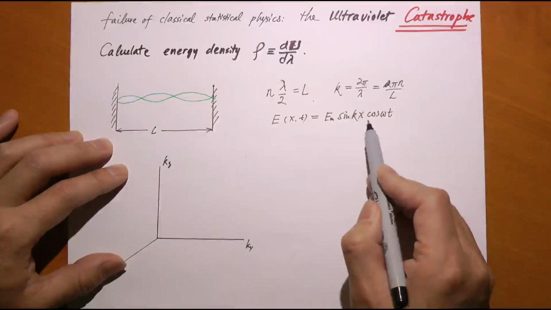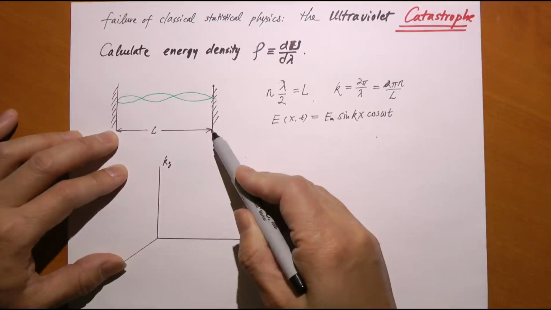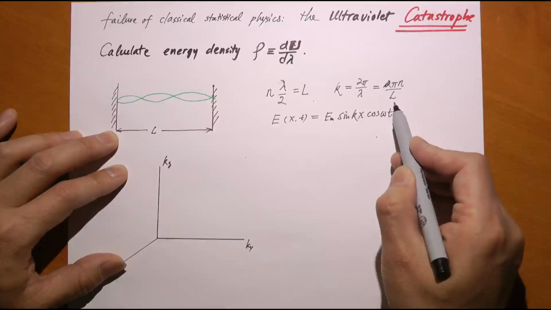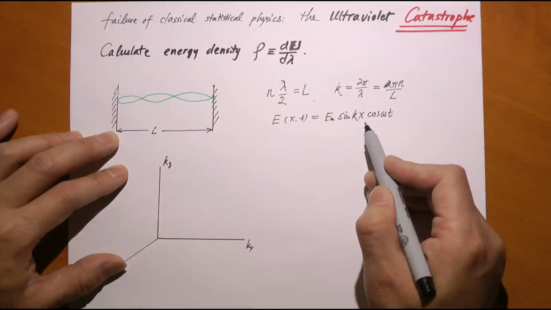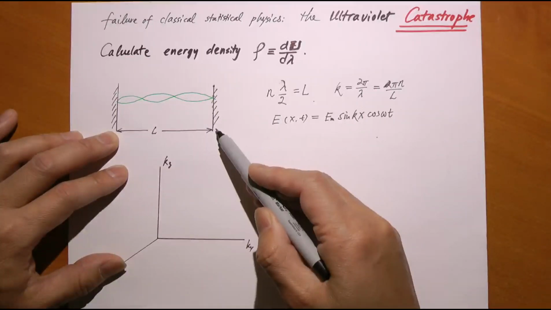And indeed, this expression is 0 at x equals 0. It is also 0 at x equals L, because when k equals n pi over L, when you plug in x equals L, you get n pi. Sine n pi, of course, equals 0. So indeed, it's a standing wave. Now that is a standing wave in the x direction.